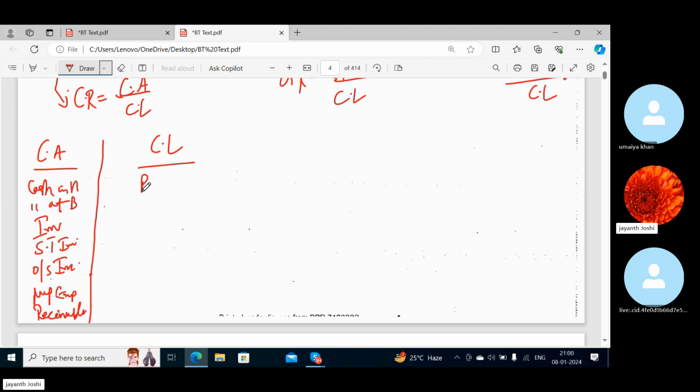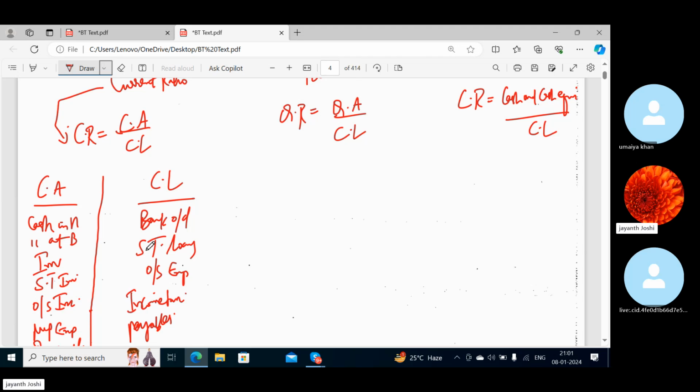Current liabilities: bank overdraft, short-term loans, outstanding expenses, income tax, what you'll pay in the current year to the government, and payables. If I've missed out anything, the list can be very big, but almost everything I've covered.